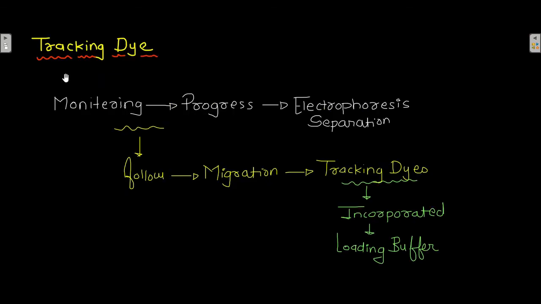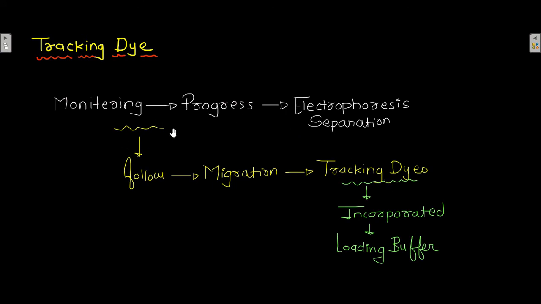Tracking dye. Now let's discuss tracking dye. The most common means of monitoring the process of electrophoretic separation is to follow the migration of a tracking dye that has been incorporated into the loading buffer. You incorporate the tracking dye into the loading buffer, and by following its migration, you monitor the progress of electrophoresis.